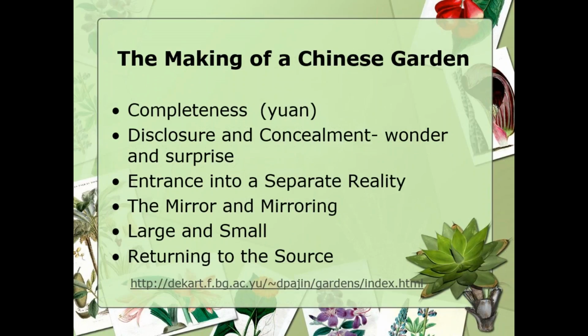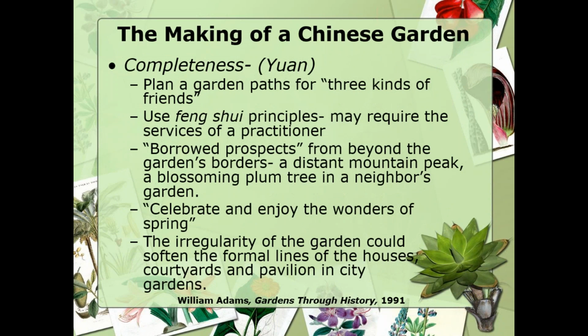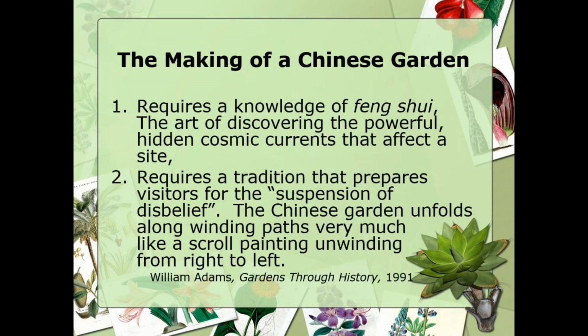Some more examples. So they have completeness, disclosure and concealment, wonder and surprise, entrance into a separate reality, the mirror and mirroring, large and small, and returning to the source in association with water. So here we have just expansion on completeness. And then we start getting into feng shui.